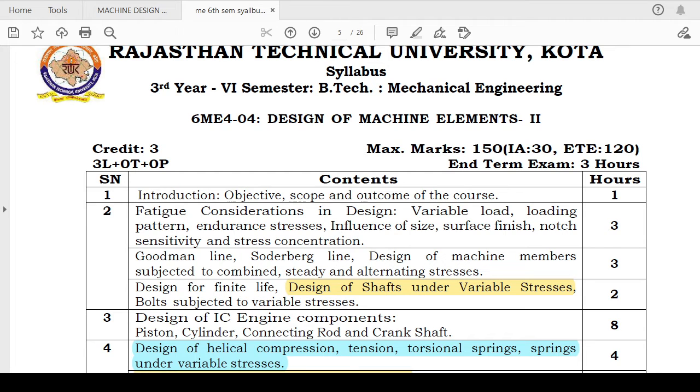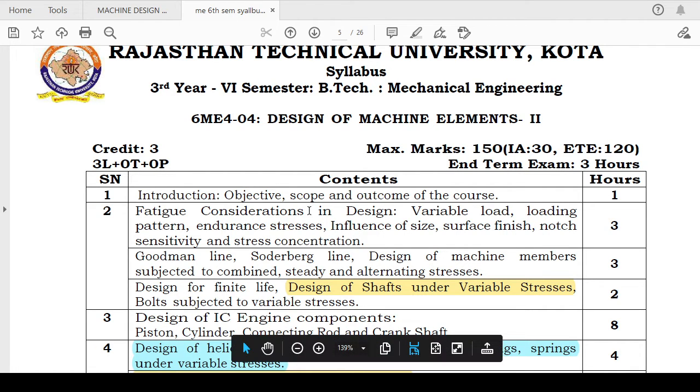Hello my dear friends and my students, as we are studying Design of Machine Elements 2, which is there in the curriculum of Rajasthan Technical University, 3rd year 6th semester mechanical engineering syllabus. So we have studied in the previous videos about the objective and scope.